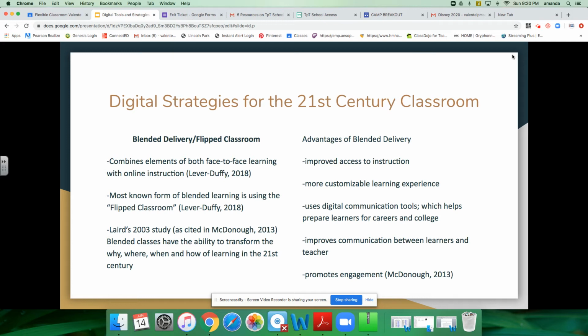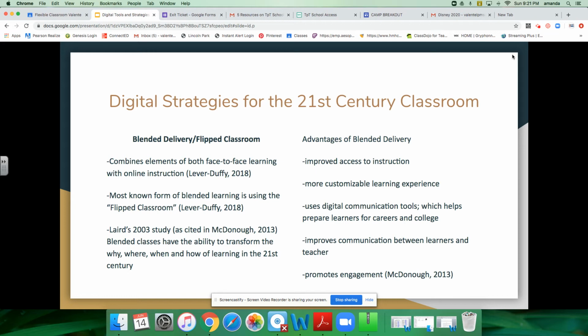Blended classes allow teachers the ability to transform the where, when, why, and how of the learning in the 21st century. For each of my strategies or tools, I'll also share some advantages that I see.